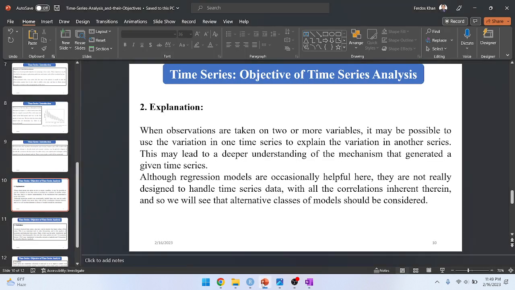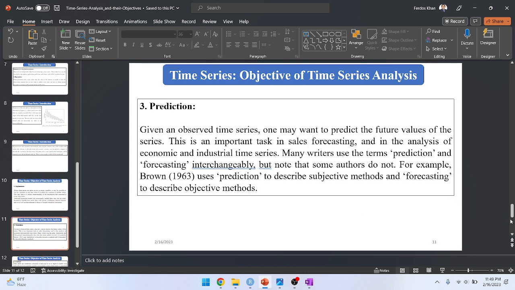You can read about this in books and other sources, and there is some text available here. And next, prediction.